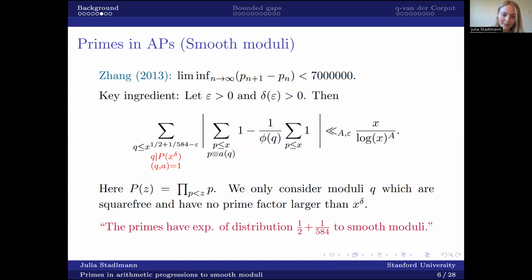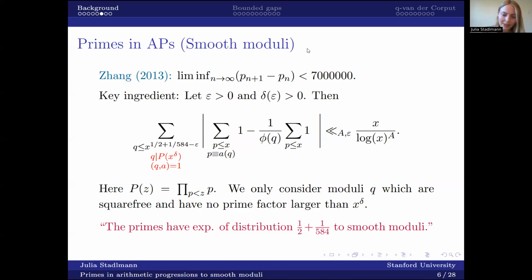So instead of thinking about all the moduli q, he just looked at moduli q which have lots and lots of small prime factors. And this extra flexibility allows us to prove better equidistribution estimates. So if we only look at smooth moduli, then the average error term he showed is less than x to 1/2 minus 1/584. And this statement, he was able to show on the one hand that we get this equidistribution estimate for smooth moduli, and on the other hand, that this weakened version of the Bombieri-Vinogradov theorem is still enough to prove bounded gaps between primes.